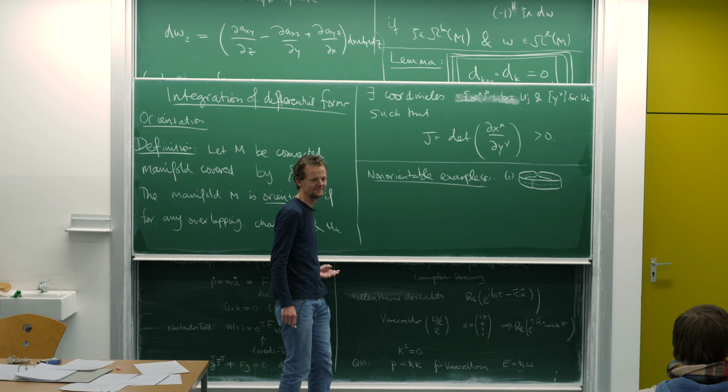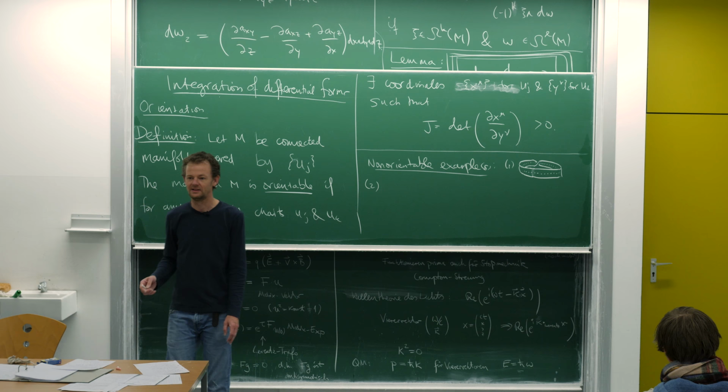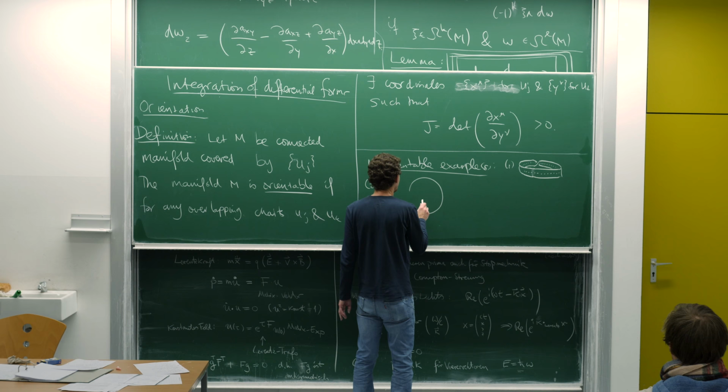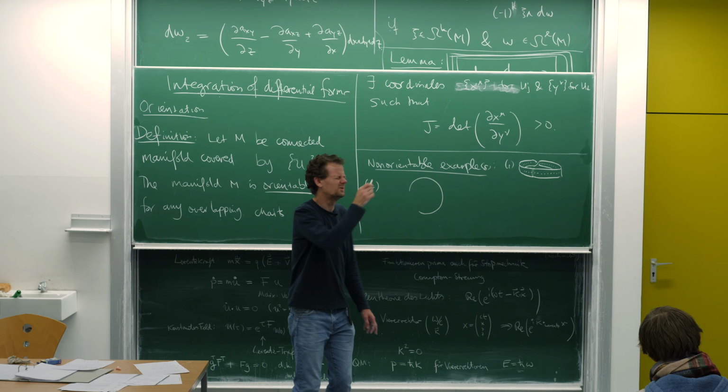Okay, the second one is a more legitimate example. And it's this Klein bottle. Man, am I going to be able to draw this? How does it go again? You have this little ball.